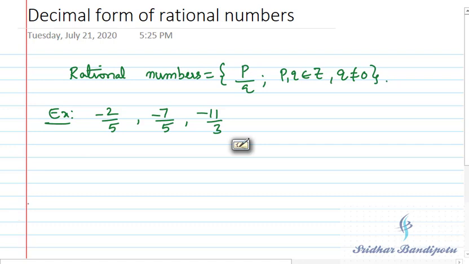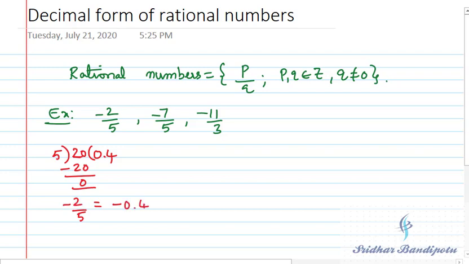Let us perform division here. So, minus 2 by 5. If we perform division, 5 times 0.4 you will get 20. So, minus 2 by 5 in decimal form we got minus 0.4. Minus 2 by 5 in decimal form is minus 0.4.